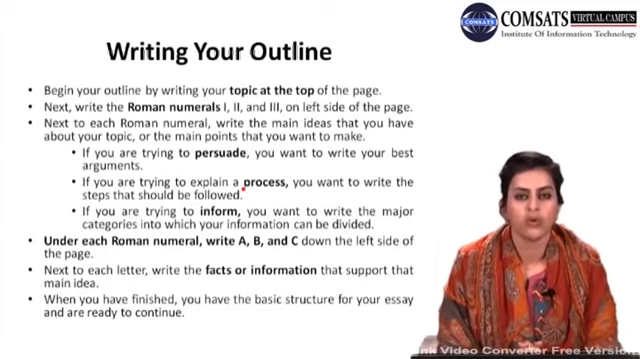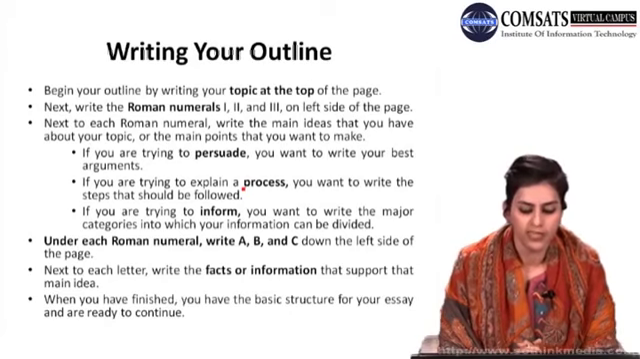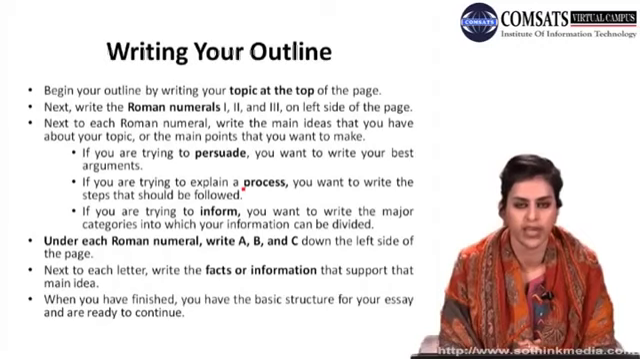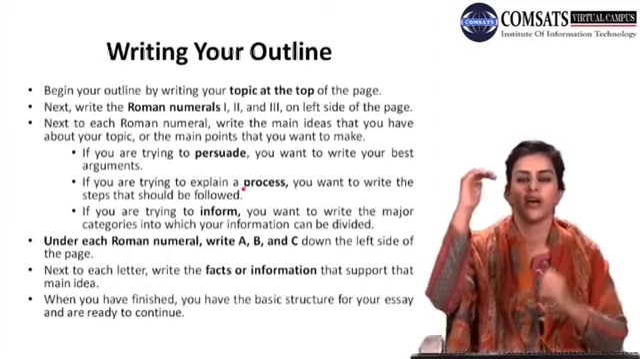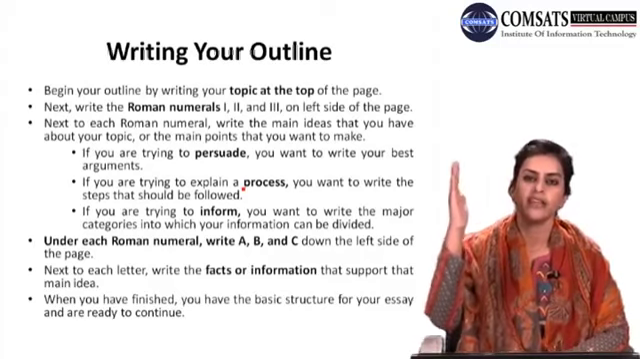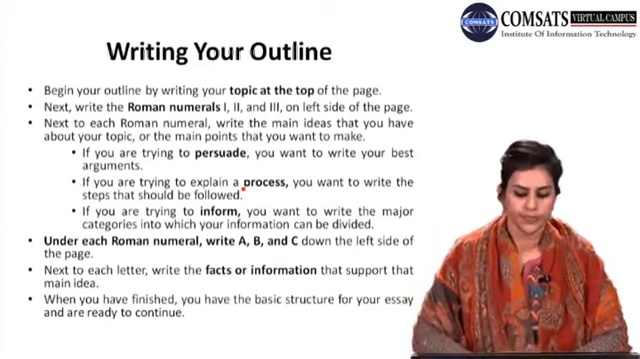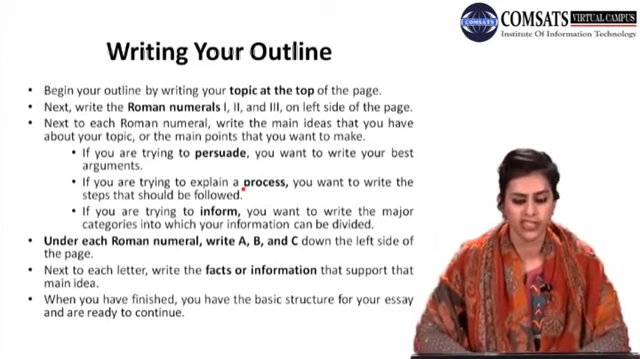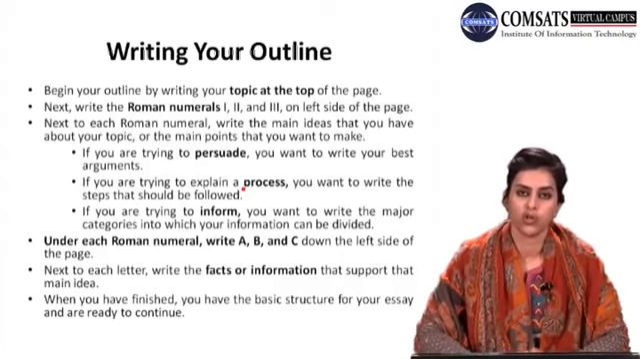You are going to begin your outline by writing your topic at the top. Now your topic will come on the top of your paper. Next, write the Roman numerals 1, 2, 3 on the left side of the page. If this is your page, you would write your topic on the top, and then the Roman numerals in the left-hand margin. Next to each Roman numeral, write the main ideas that you have about the topic, or the main points that you want to make.